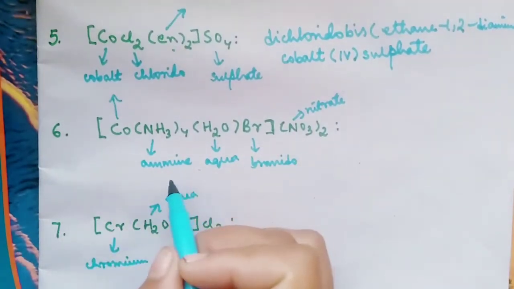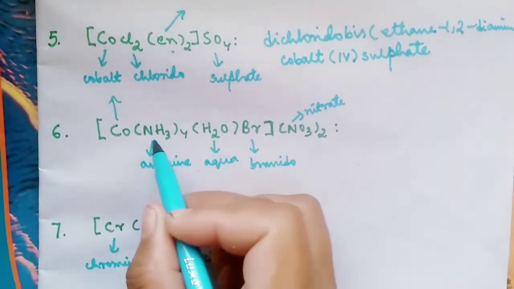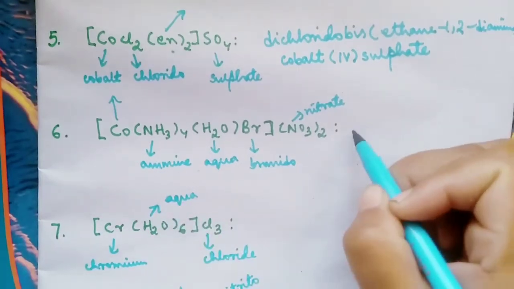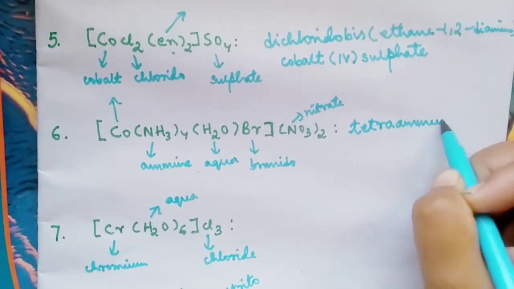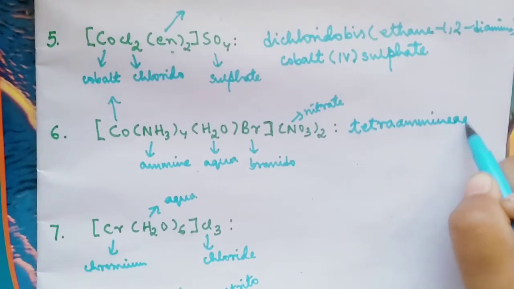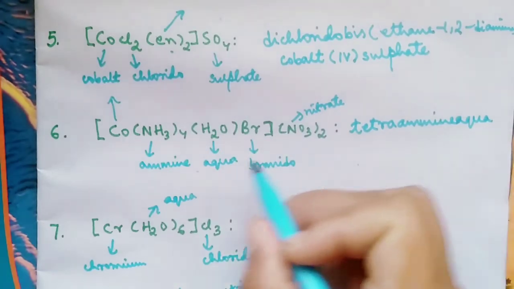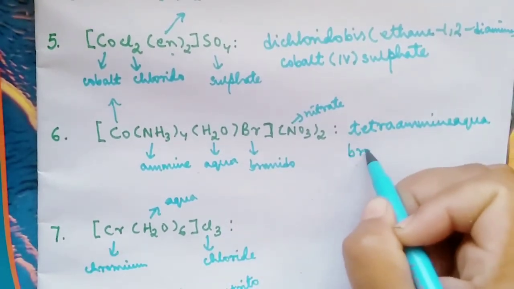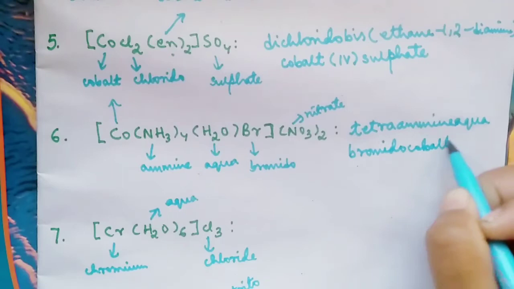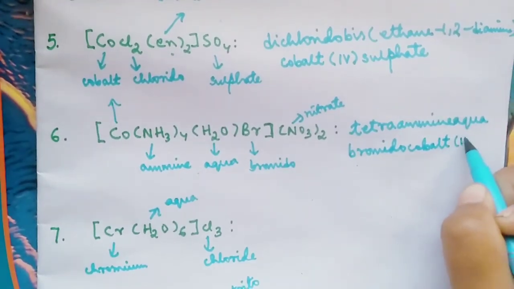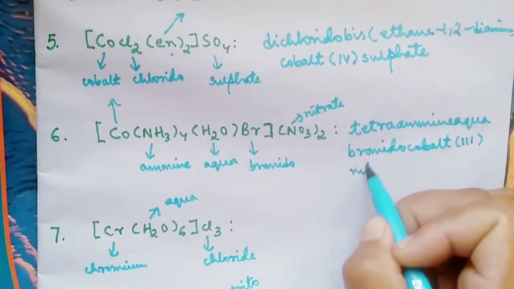Okay, let's come to the 6th one. Here we have 3 ligands, 1, 2, 3. Use alphabetical order. Here, this one should come first, okay? I mean, tetra, because there are 4. Amine, and then aqua. Continue, okay? I'm writing here because there is no more space. And then bromido, followed by the central metal atom cobalt. Write the oxidation state, you will get 3. And then followed by nitrate.